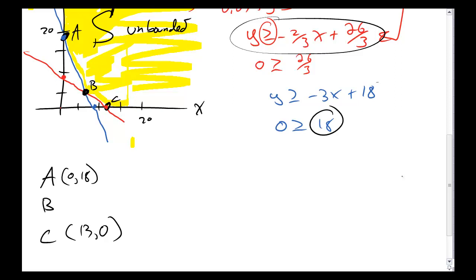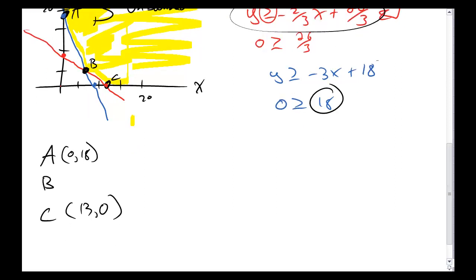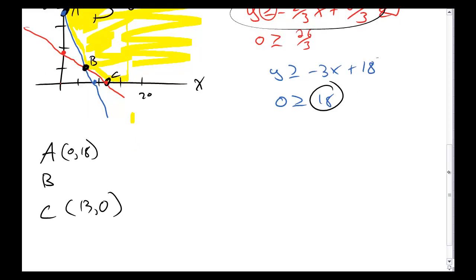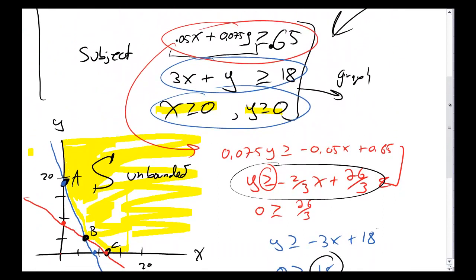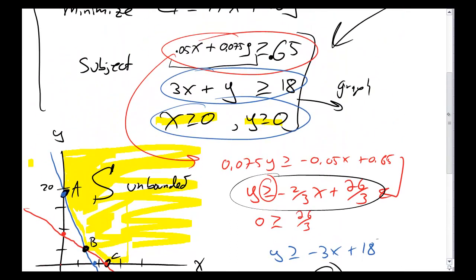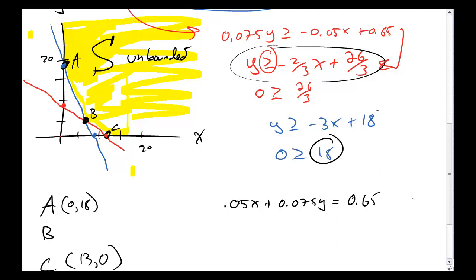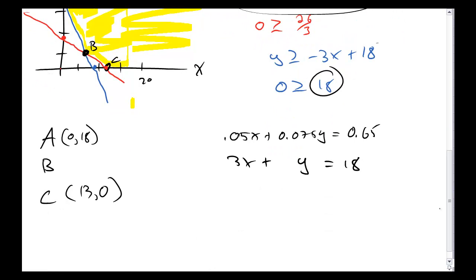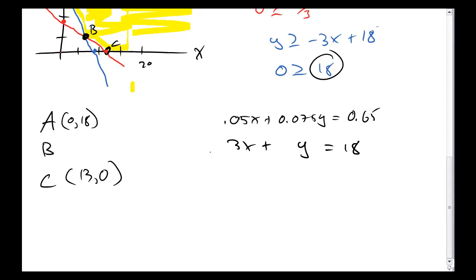I'm ready now to talk about B. B is a little bit trickier. B is where the two lines intersect. So I've got my two line equations, 0.05x plus 0.075y, and since we're trying to find out where they're equal, we stopped talking about inequalities, it's going to be 0.65. And then I also have the second equation, which was 3x plus y is going to equal 18. This one I'm not going to solve using addition method because it looks a little harder. Instead, I'm going to put it in an augmented matrix and solve it that way.